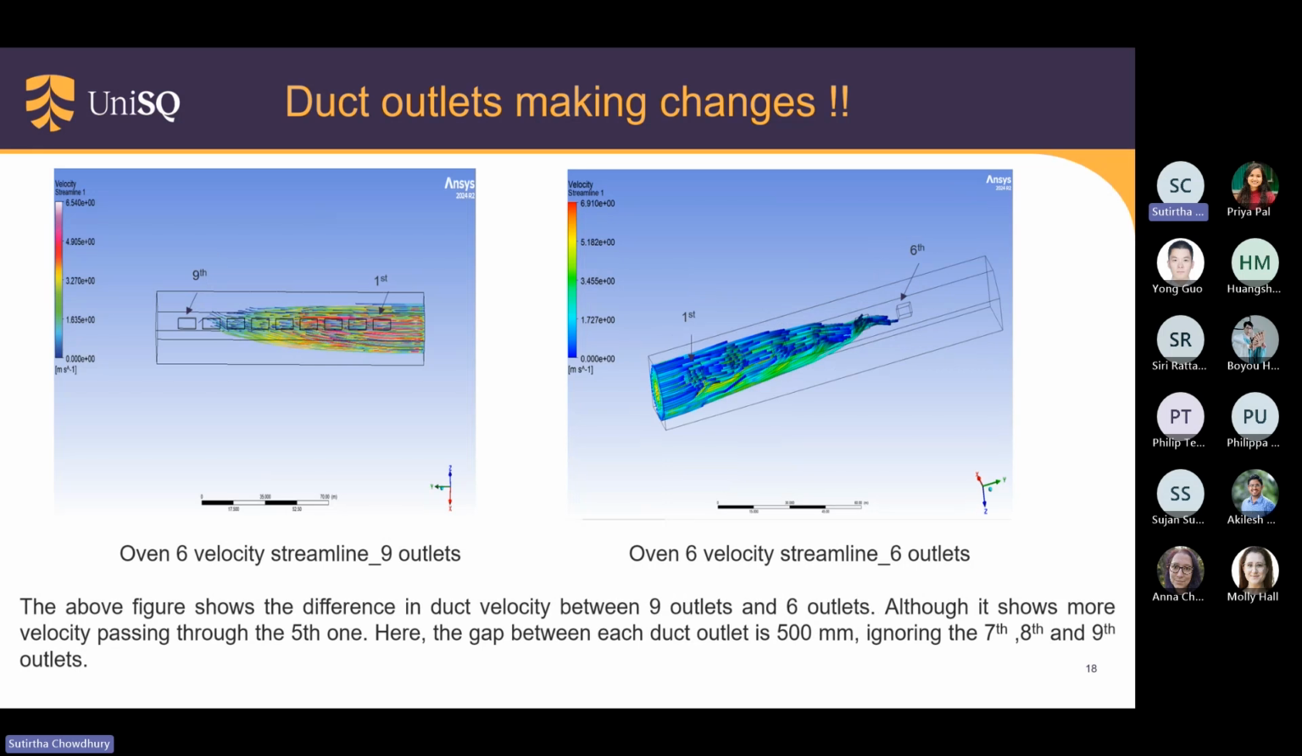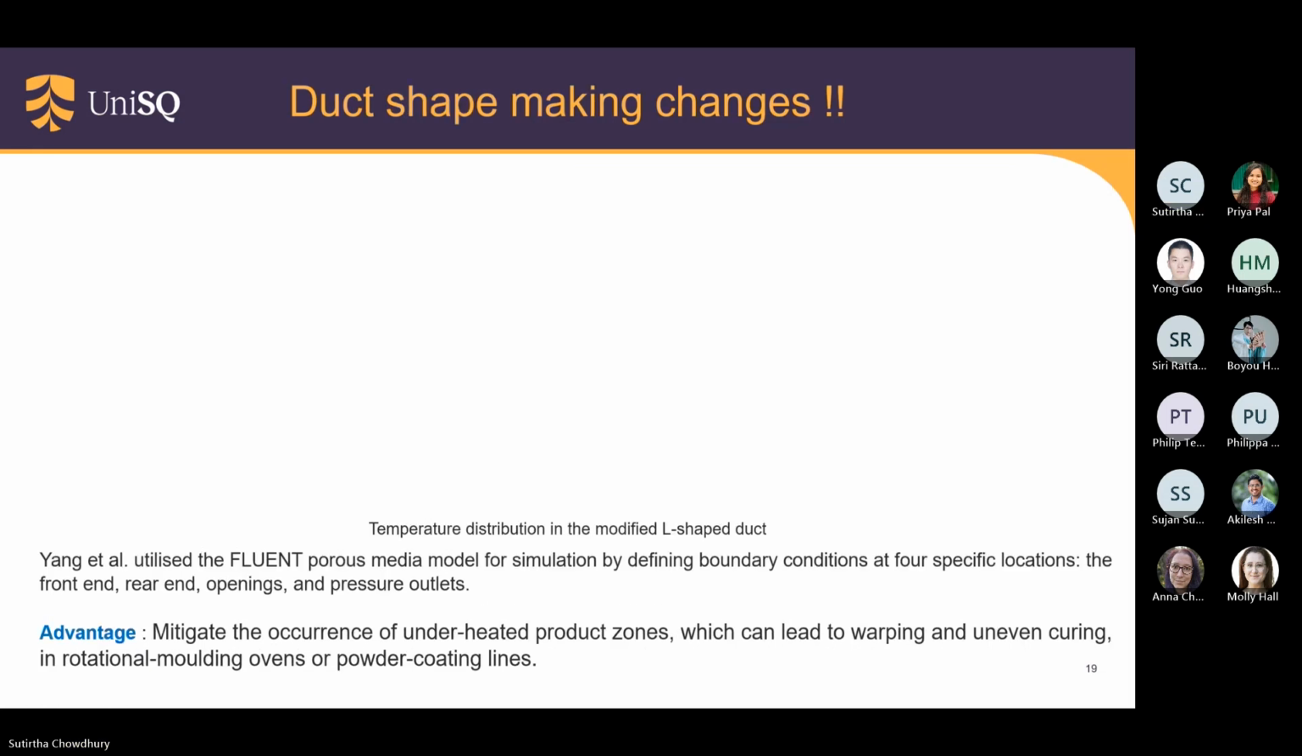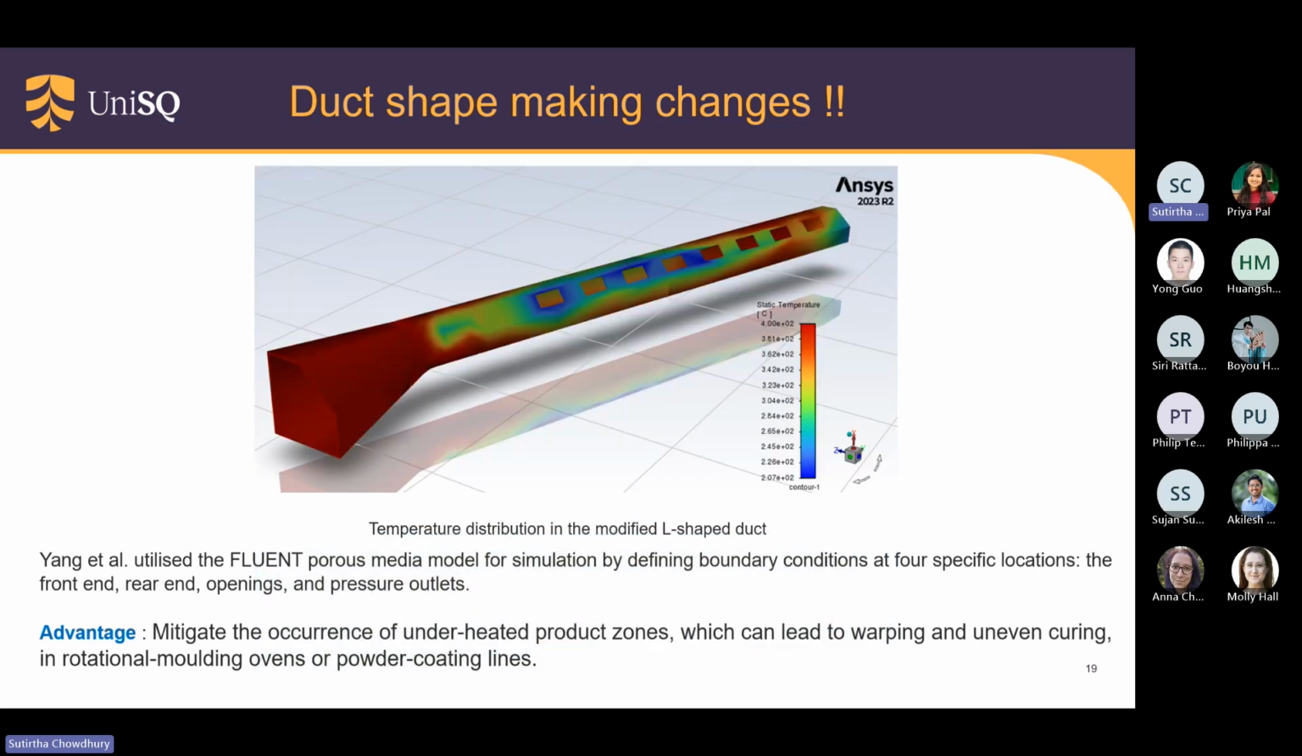Here, if we look at the difference with six outlets, you can see now the velocity is passing through the fifth outlet and going through the sixth outlet. But it tells us that the geometry is not good enough now. So now a geometrical change is needed in the duct shape. Now how do the duct shapes make some changes? This will give a big geometrical change.